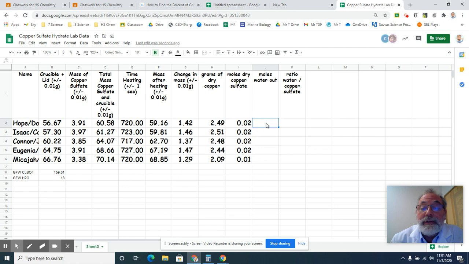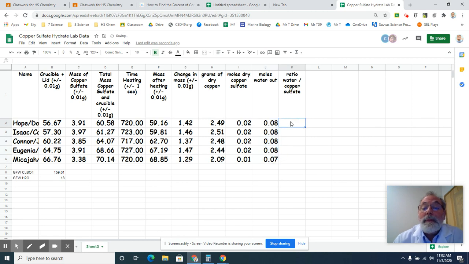So the next one we're going to do is this one. And now this is the mass of the water that came out. So you just take that one, and that's an equals. The gram formula weight of water is 18 grams, and boom. Just take this and drag it down like so.